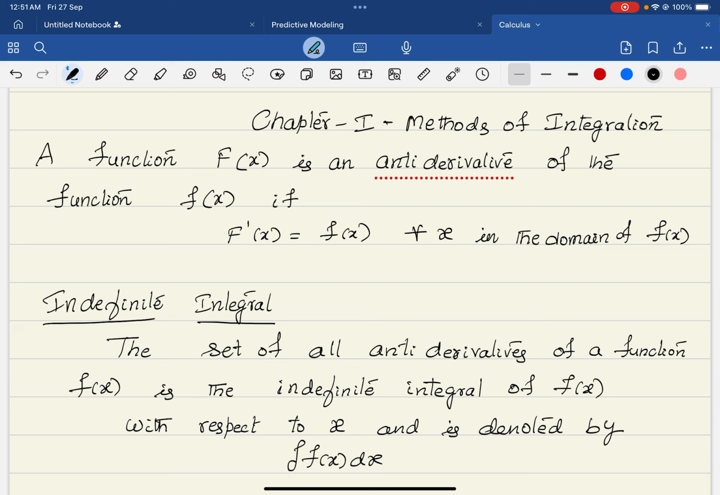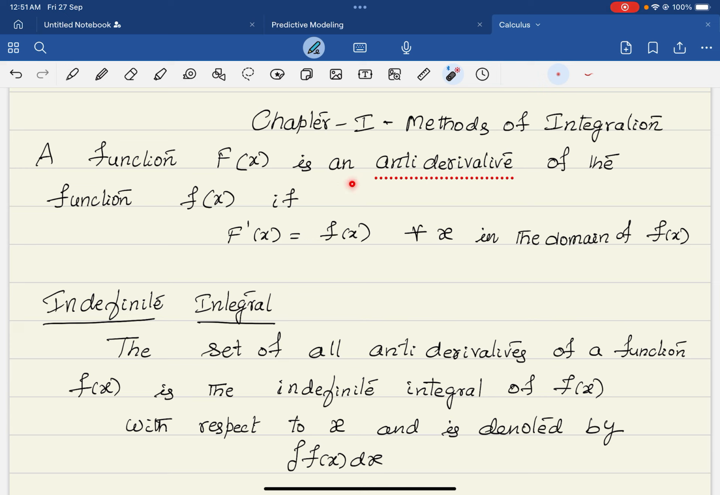That is chapter 1. So the topic is to find the solution of an integral using different methods. To understand this, I want to explain what is meant by the antiderivative and then what is meant by the indefinite integral, and then we will enter into the methods of integration.